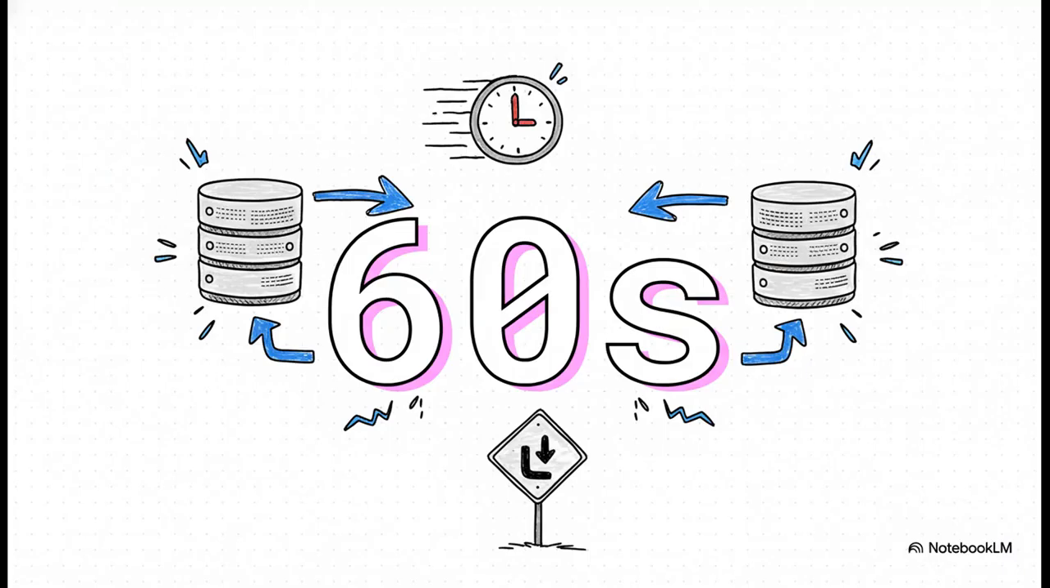First up, TTL. That stands for time to live. For your failover records, you want this number to be low. Think 60 seconds. Why? Because a low TTL tells all the DNS servers out there on the internet, hey, don't cache this information for long. Check back with me frequently. So when a failover does happen, everyone finds out about the new IP address really, really fast.